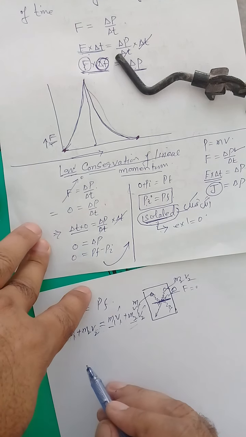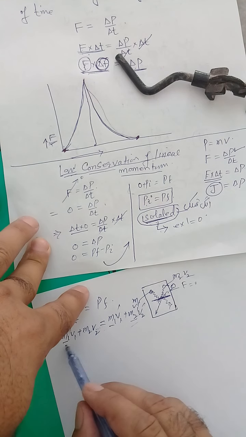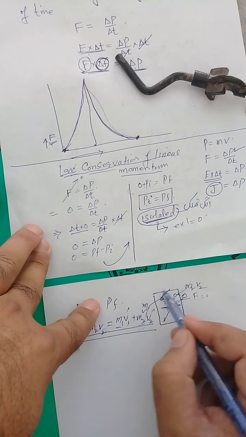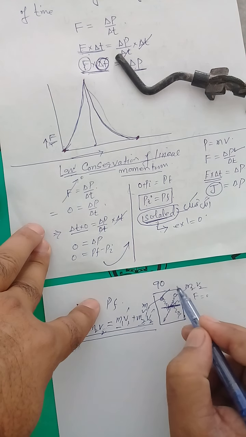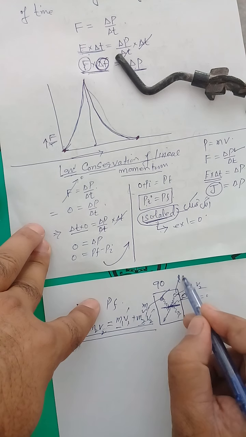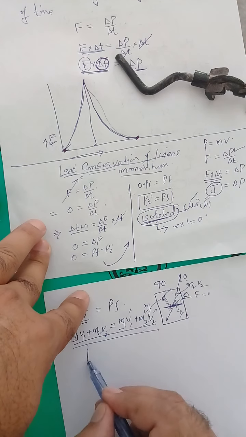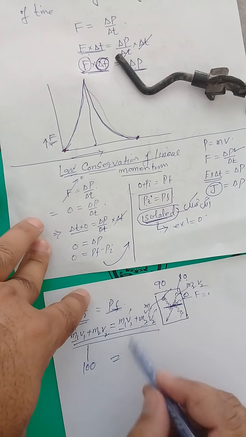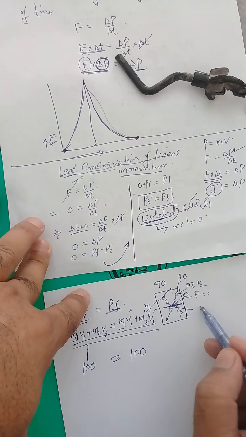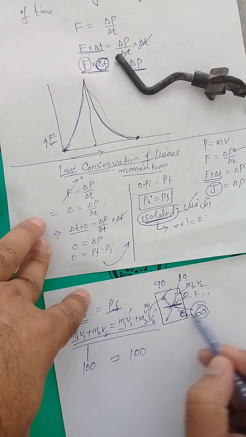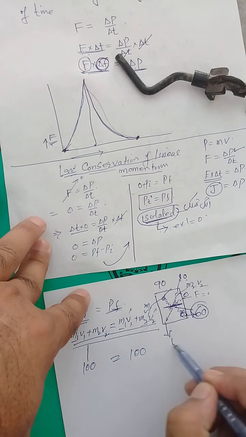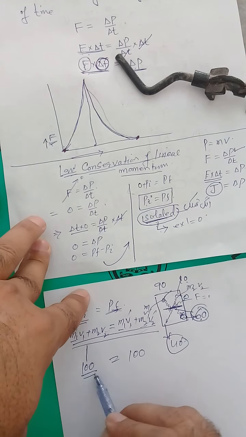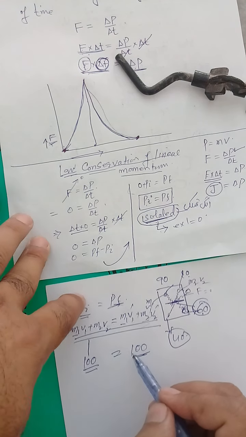Now the question is m1 v1, m2 v2. Let's suppose this is a momentum of 90 and this is 10. So before collision the momentum is 100. This means after collision it will also be 100. Let's suppose this one is 60. So how much will this have? 40, obviously, because if it is not equal to 100, we are violating the law of conservation of momentum.